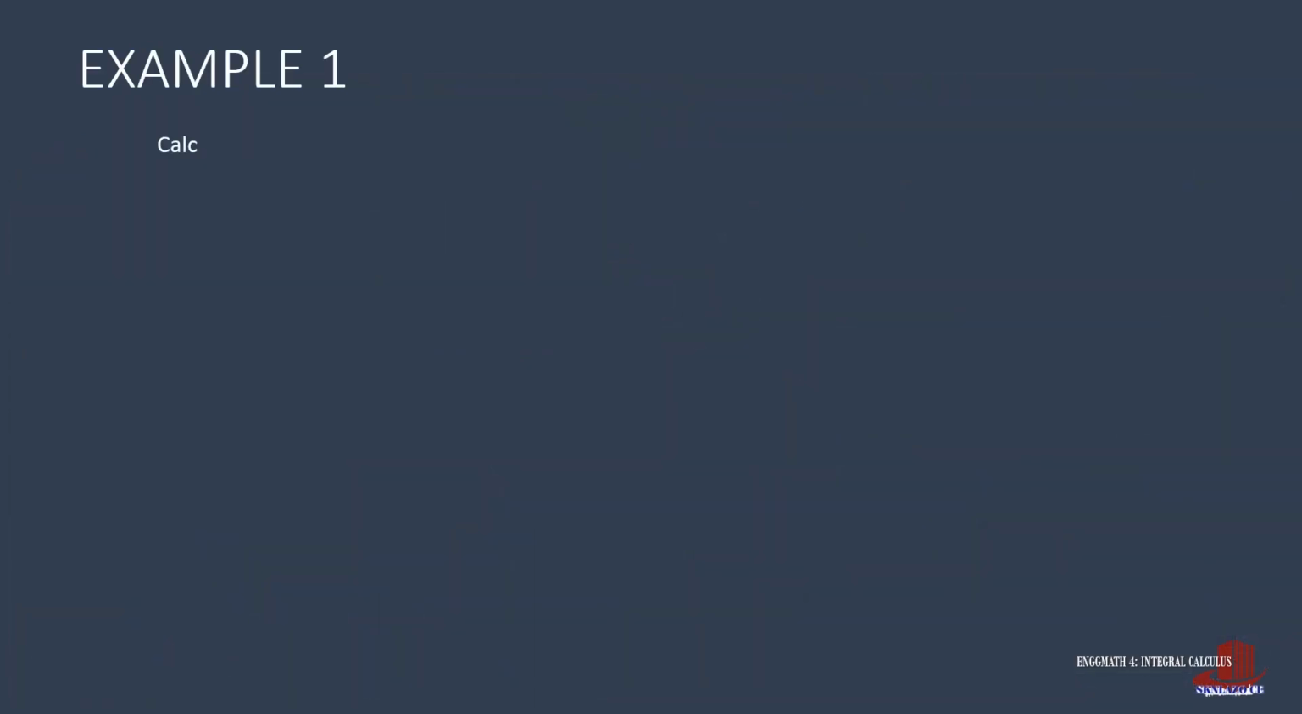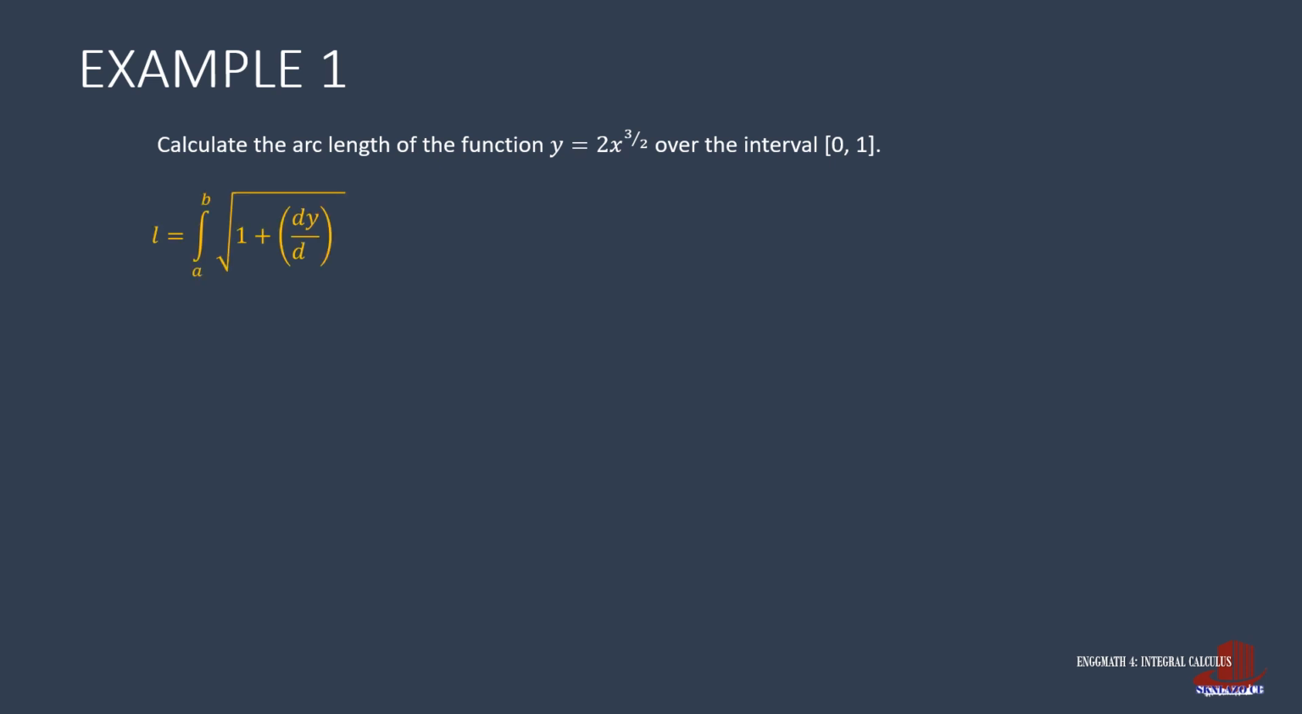The first example involves the function y is equal to 2 times x raised to 3 halves over the interval from 0 to 1. For lengths of curves, it is not required to draw the curve, so all we have to remember is the formula for L, which is the integral of the root of 1 plus the square of the derivative times dx or dy, where the integral is from b to a.